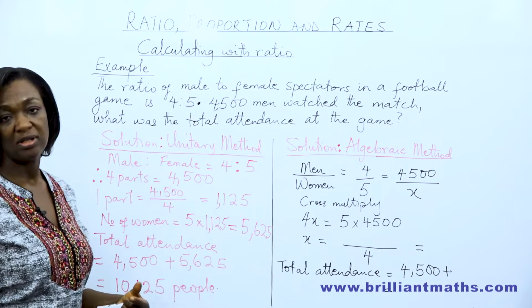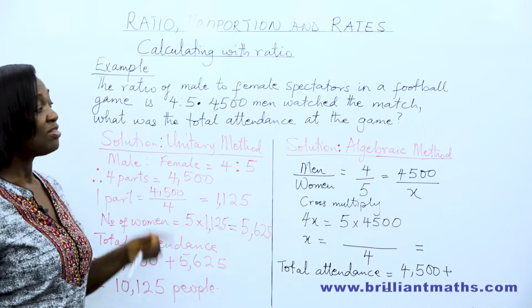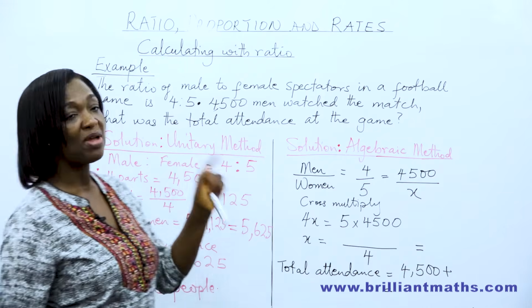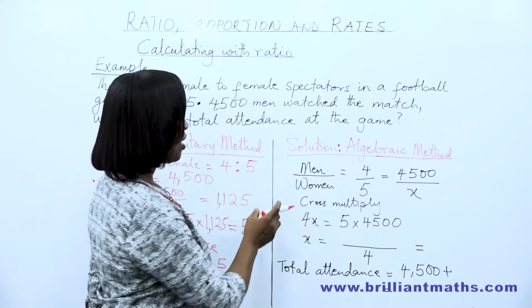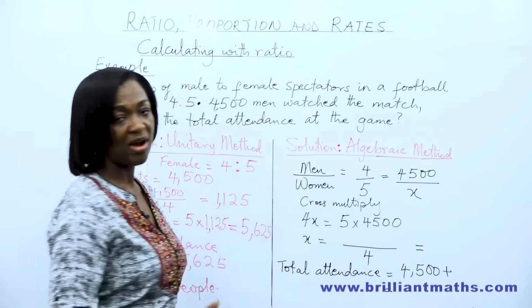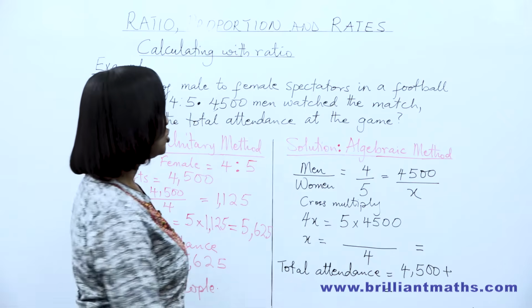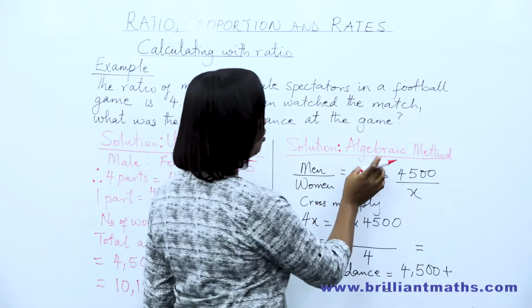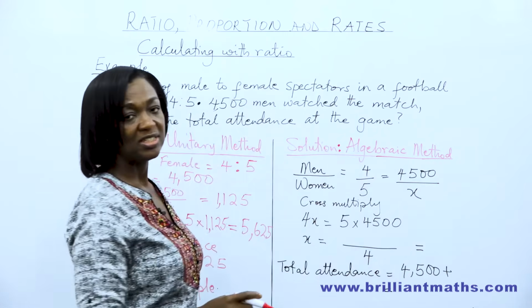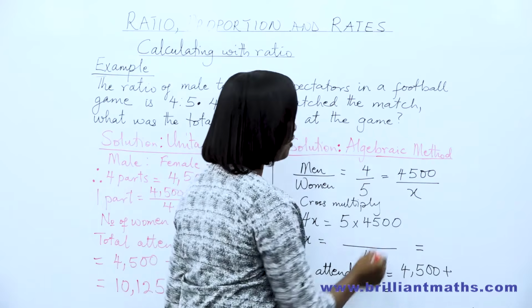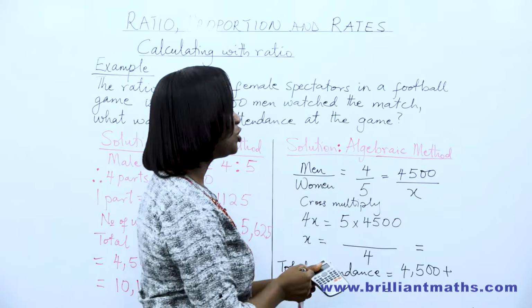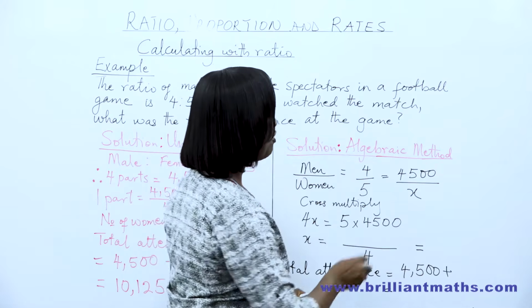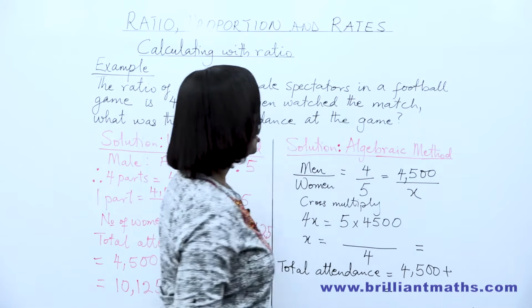work out the total. There's also an algebraic method where you use algebra. We write the number of men over women. We write the ratio as a fraction. So we have men over women is 4 over 5. And that is equal to 4,500 over x. Let the number of women be x because we don't know it. We don't know the number of women that attended the game.